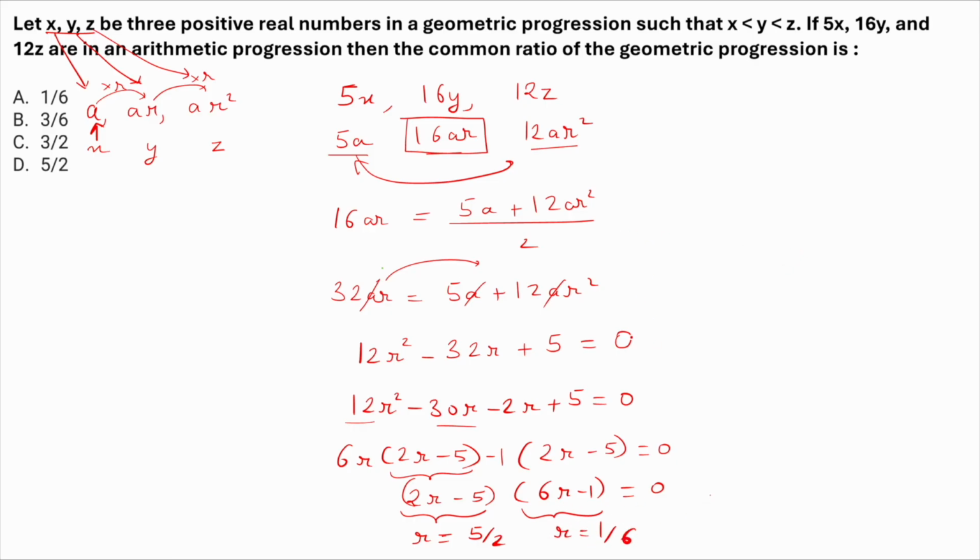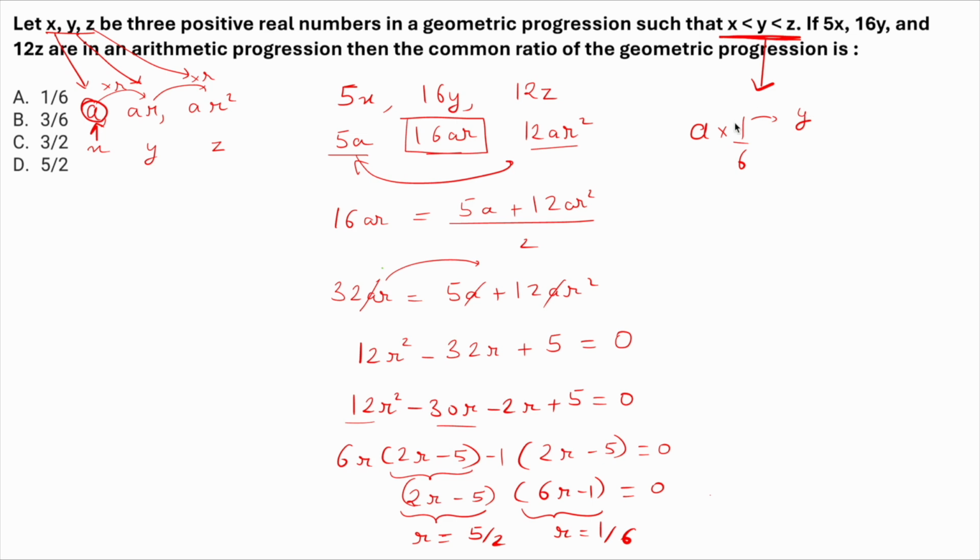So now we have two possible answer options. It's either A or D. But the point is, the question tells us that x is less than y, which is less than z. Here comes the significance of this statement. If x is a positive real number, that means a is also a positive real number. A into 1 by 6 will be the value of y.